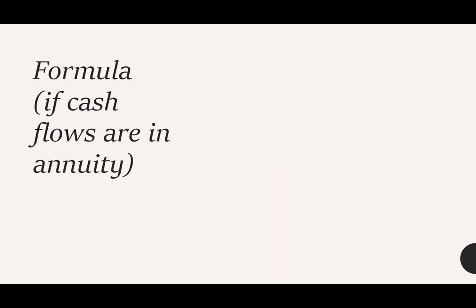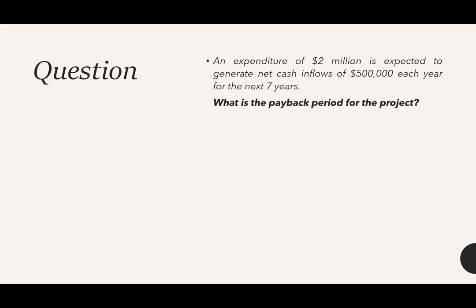Now, again, it depends on how the cash flows from the project are coming. Are they coming in annuity, or are they coming as different cash flows every year? So if the cash flows are constant every year, they are in annuity. We just simply use a formula which is initial investment divided by the annual cash flow. So let's see, in this question, it was an expenditure of 2 million to generate net cash inflows of 500,000 each year for the next 7 years. So today's investment is 2 million, and every year I'm going to be getting 500,000 from that investment for the next 7 years. So that makes it up to a total of 3.5 million.